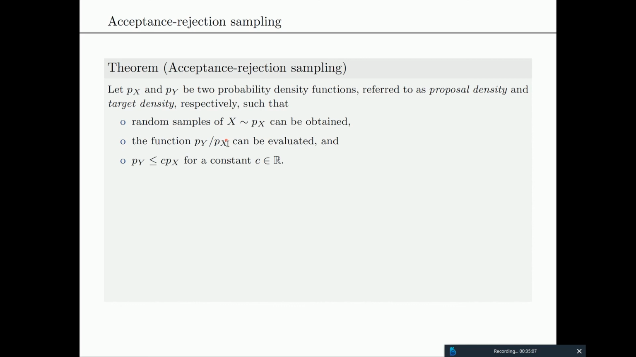So you start with two probability density functions, one called the proposal density and the other the target density. The assumption is that you can obtain random samples from the distribution of X. The assumption is also that you can evaluate the function corresponding to the ratio of the probability density function of Y and the probability density function of X, and that p_Y is smaller or equal to c times p_X for all values defined, for a constant c. And there we can actually make pictures, which I didn't include.